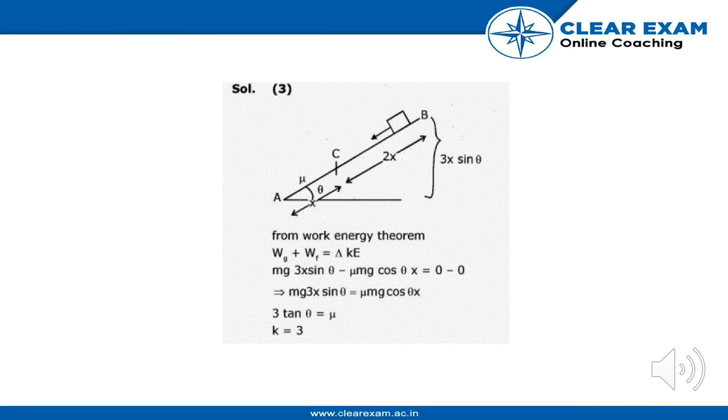mg 3x sin theta is equal to mu mg cos theta x. 3 tan theta is equal to mu, so therefore k is equal to 3. So that is the third part.